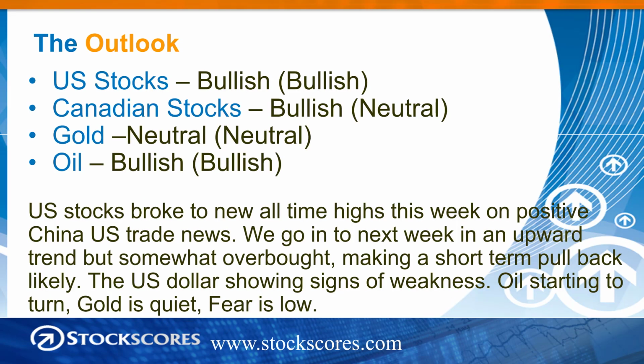So looking by ratings then, bullish on both time frames for US stocks, bullish long-term for Canadian, neutral short-term, neutral on both time frames for gold, and bullish on both time frames for oil. U.S. stocks broke to new all-time highs this week on positive China-U.S. trade news. We go into next week in an upward trend, but somewhat overbought, making a short-term pullback likely. The U.S. dollar showing signs of weakness. Oil starting to turn, gold is quiet, and fear is low.